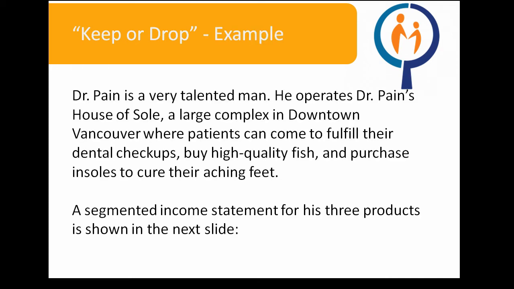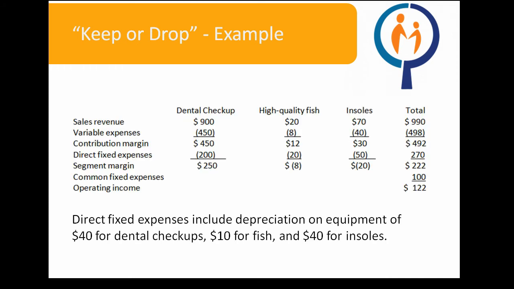Let's do an example. Dr. Payne is a very talented man. He operates Dr. Payne's House of Soul, a large complex in downtown Vancouver where patients can come to fulfill their dental checkups, buy high-quality fish, and purchase insoles to cure their aching feet. A segmented income statement for his 3 products is shown on the next slide. Direct fixed expenses include depreciation on equipment of $40 for dental checkups, $10 for fish, and $40 for insoles.